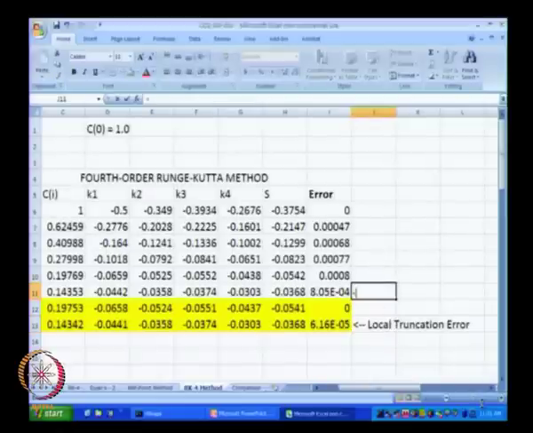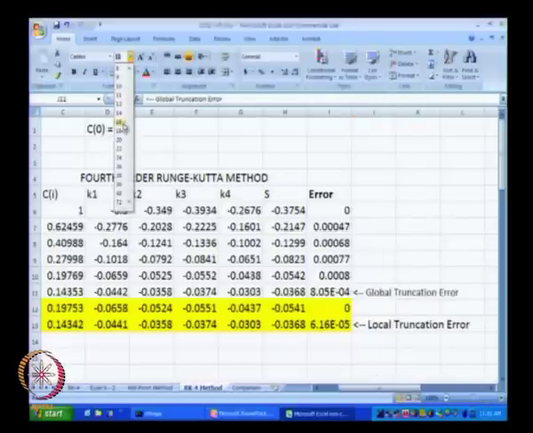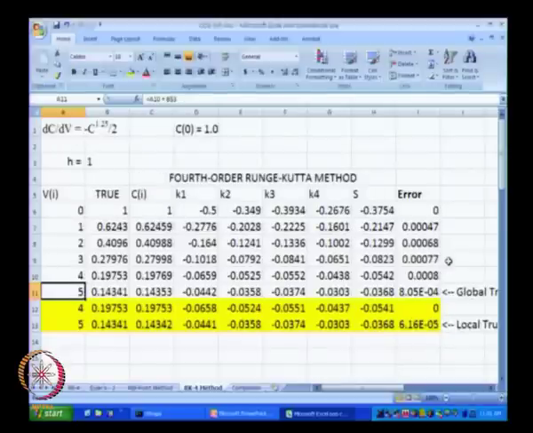And this error that we have gotten is the global truncation error. Okay. So the difference is like this: in the local truncation error we assume that the previous value that we had was the actual true value. So the value at v equal to 4 was the true value. If the value at v equal to 4 had been the true value, what would be the error at v equal to 4 plus h, that is v equal to 5.